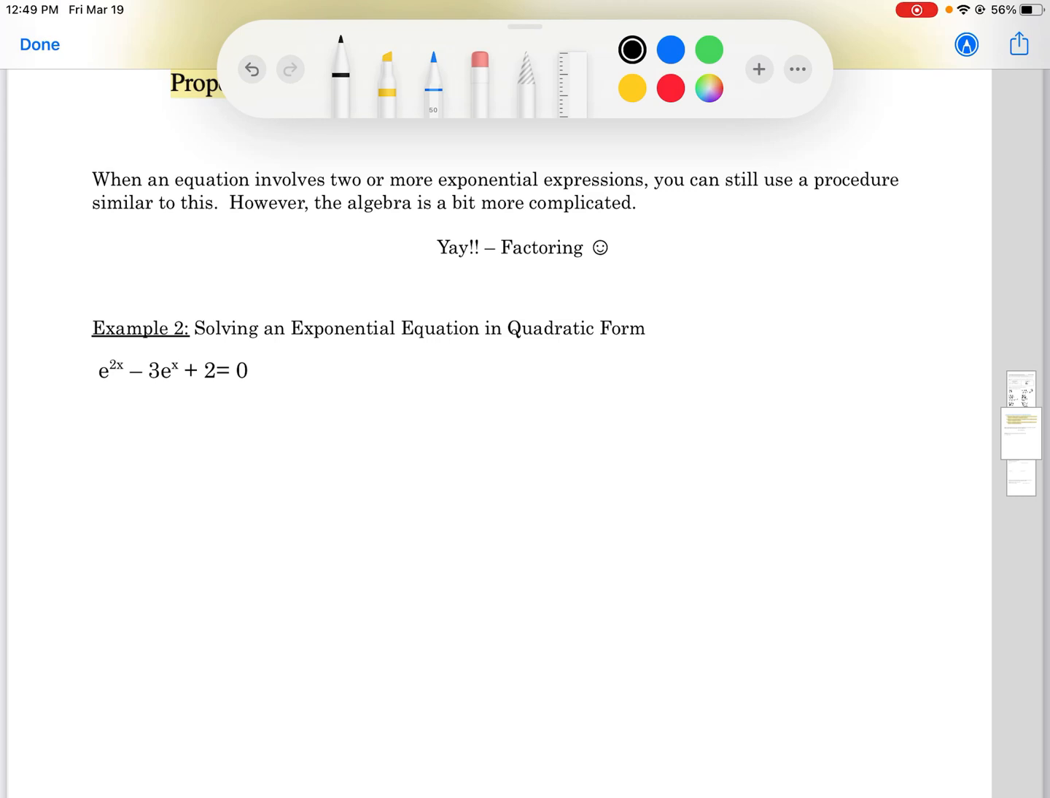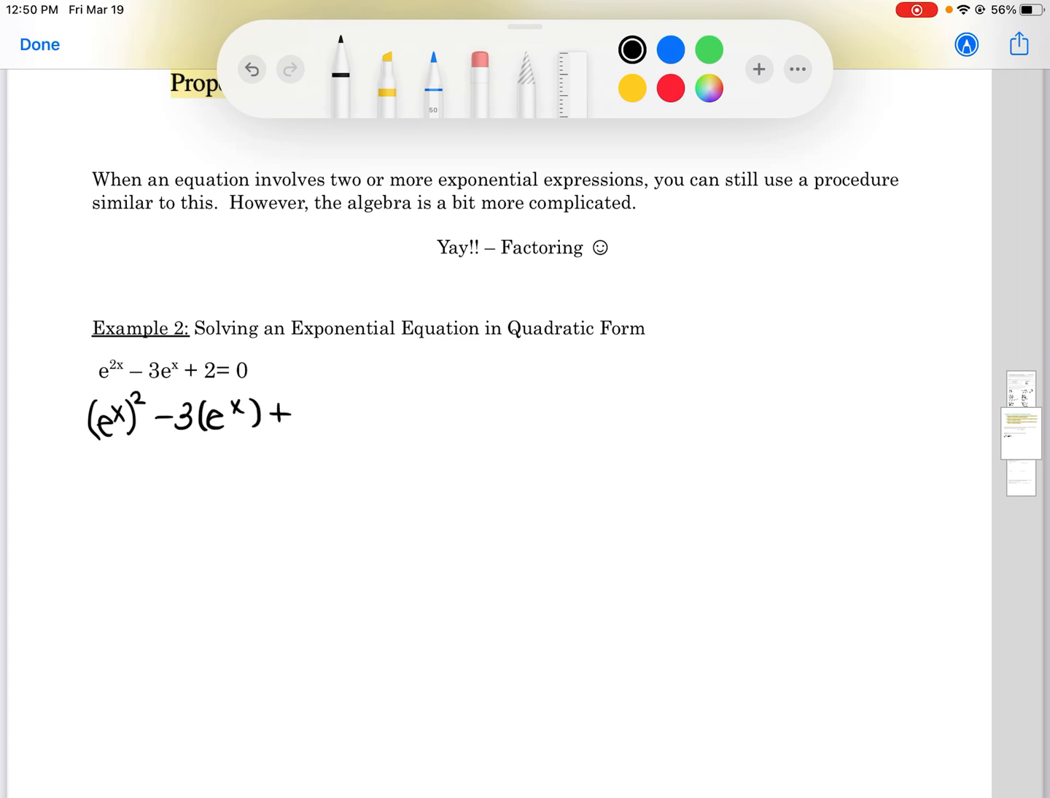So let's take a look at solving this expression. We have e to the 2x minus 3 times e to the x plus 2. So think of that e to the 2x as e to the x squared, because really we would multiply the x and the 2 there.